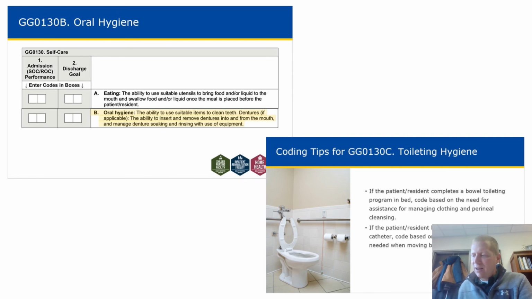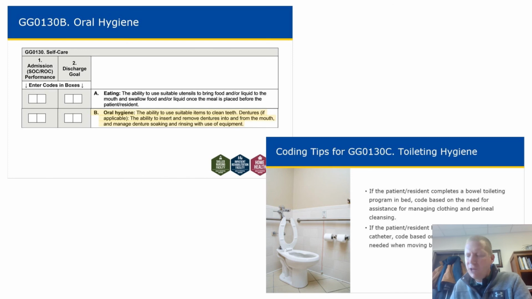The next item is toileting. If a patient or resident completes a bowel toileting program in bed, so maybe they use bedpans, those sorts of things, we would code based on the level of assistance needed for managing their clothing and doing their peri-care or toileting hygiene.